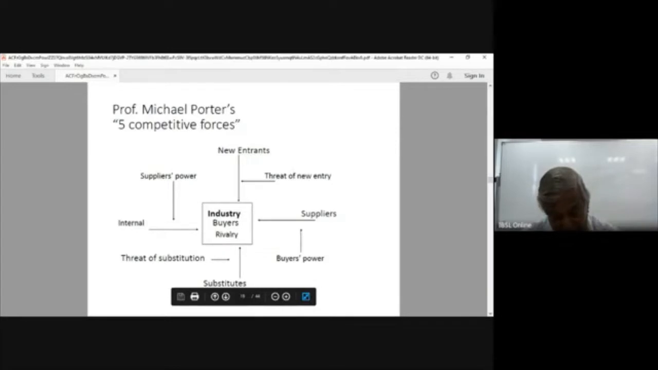If the competition is low, then all players within the industry, that is the companies operating within the industry, get their profit share. They will be able to pay their loans. If the competition is very stiff, they will work very hard to get their share of profit. That may be a meager share, so their loan repayment may be difficult. You have to closely monitor them, follow it up and get the repayment. If it is moderate, in between, again you have to follow it up. So for this purpose, Professor Michael Porter's five competitive forces.